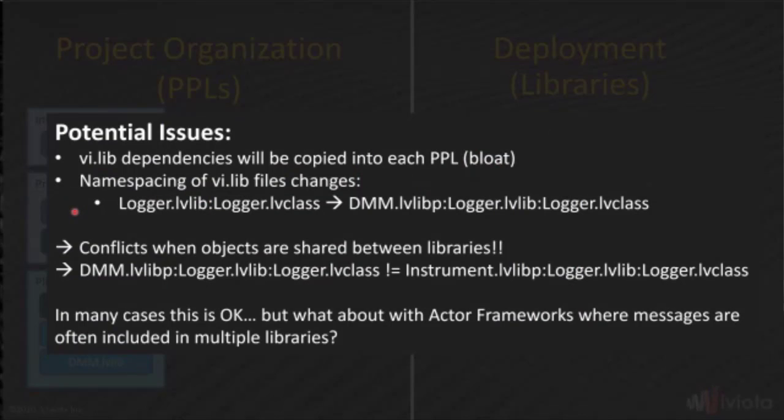There's also a little bit of a challenge because the namespacing changes. So if we have a common logger class, this now goes from logger.lvlib:logger.lvclass, and you end up getting that packed project library namespacing at the very beginning of this. That's okay for the most part, unless you're dealing with classes that you share between libraries. Now, if you include this in the back end, you end up getting that separate namespacing. So if you include a logger class and different things work with that logger object and it gets passed around, now you have essentially separate namespaced instances of it.